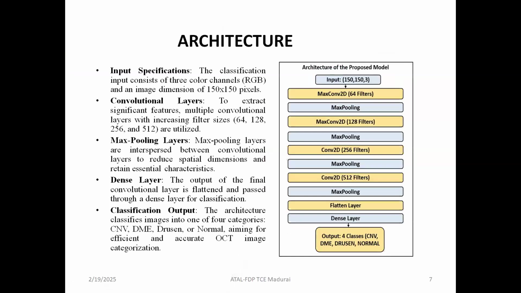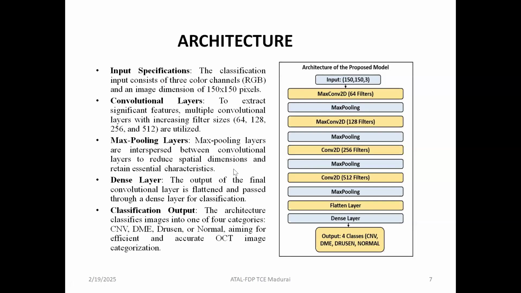So here is the overall proposed architecture, because nowadays we have to say what architecture we are going to choose for the classification problem. Here the input consists of three color channels, and we have taken the input image as 150 by 150 pixels. There is a convolution layer to extract the significant features needed for classifying Drusen, DME, and CNV compared to normal images, and then we pass this to max pooling. You know the role behind max pooling, and you know the role behind the convolution 2D and dense layers.